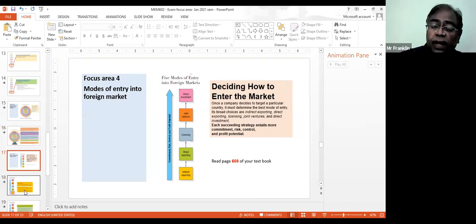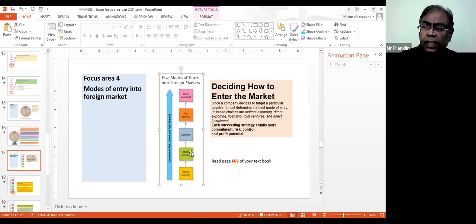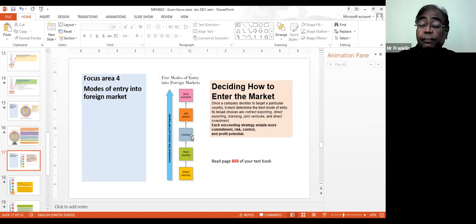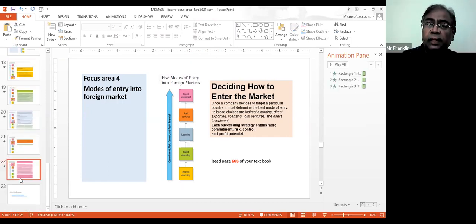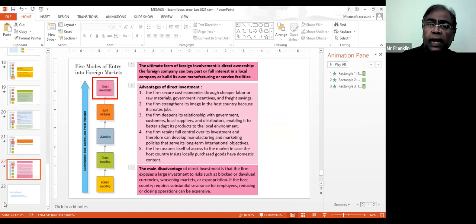Finally, we looked at entry, different ways of entry. Indirect exporting is the fastest, the easiest way. Of course, there are advantages and disadvantages. And then we looked at direct exporting, where you directly deal with the buyer. Then licensing: what is licensing, and why is it a better way of entering a foreign country? And then we looked at joint venture, and finally direct investment, which is the most expensive way and the ultimate form of entry.